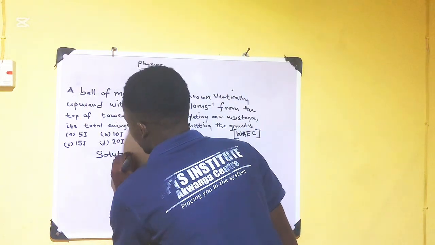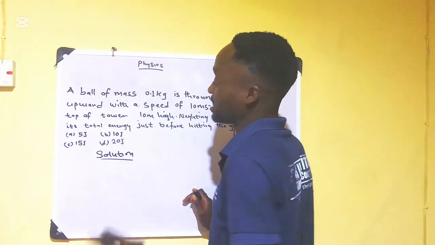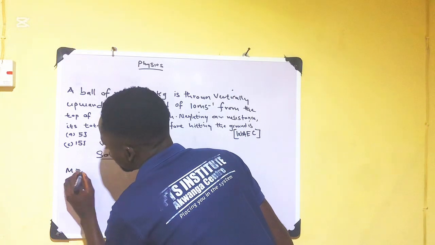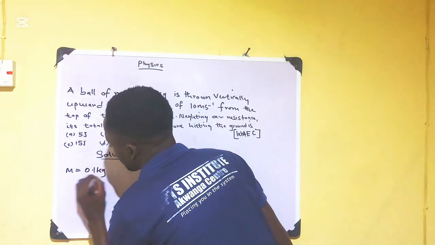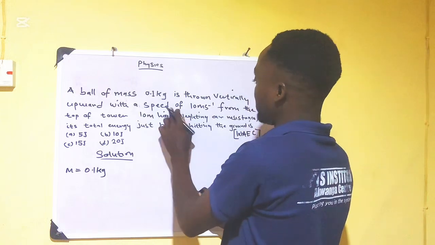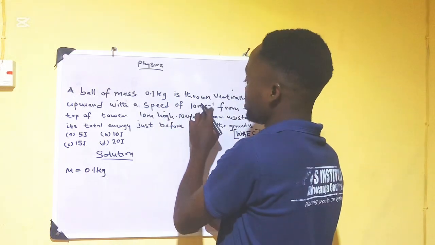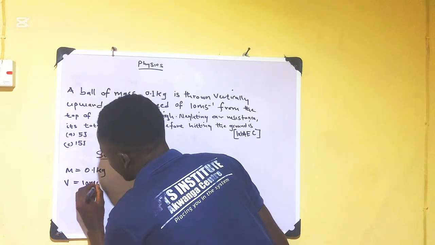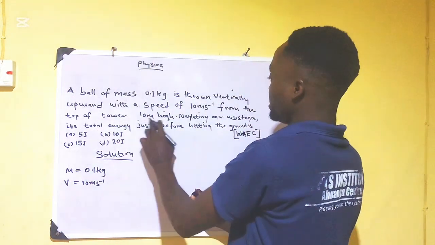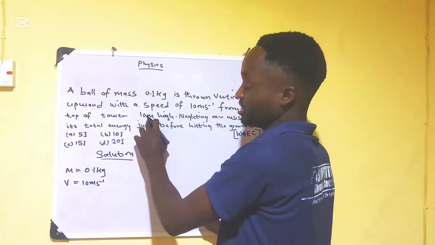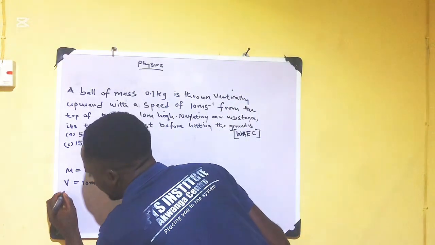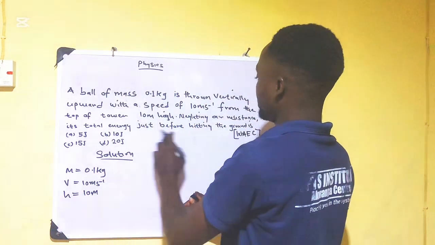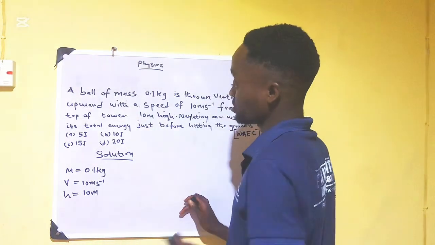I'm going to write the data that have been given. So I have a mass of 0.1, so that means my m is 0.1 kg. Then I have that the speed, that is velocity, is 10 meters per second. Then I have that the height, h, is 10 meters. Any other thing again? Nothing. So that is all.